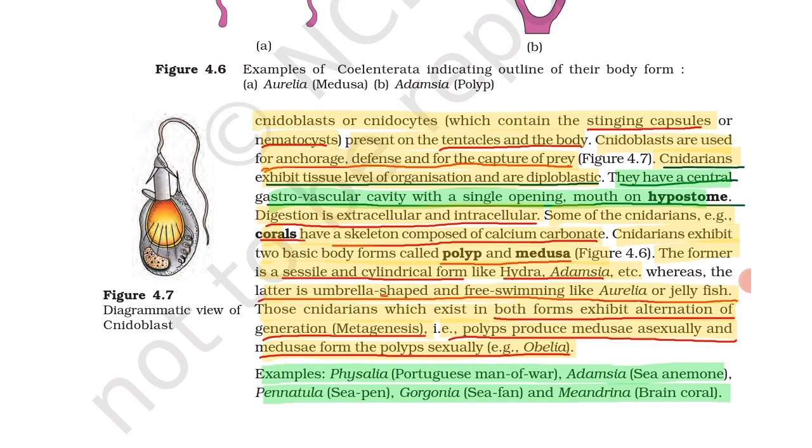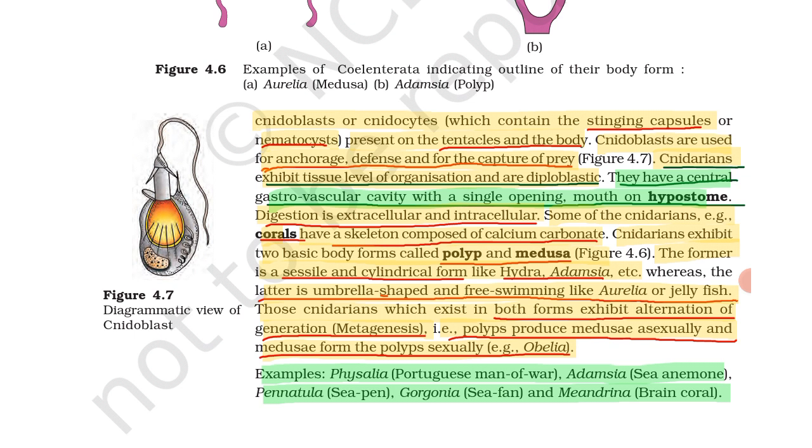They have central gastrovascular cavity with single opening mouth on hypostome. So they are having a single gastrovascular cavity with a single opening mouth on hypostome, means present above the body, and they are having single gastrovascular cavity with single opening.